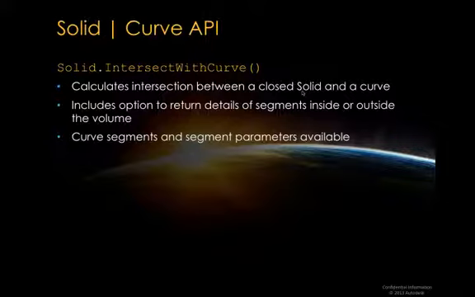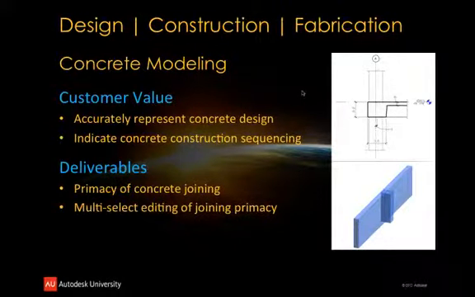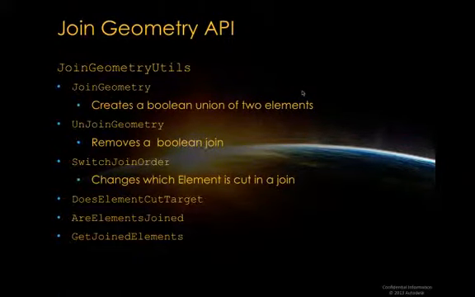Obviously, in this case, the results of the intersection may be multiple curve segments, so these are all accessible, plus information on whether they lie inside or outside the solid. I mentioned the new concrete modeling functionality in the user interface. From the API point of view, we have control over joining of elements through the join geometry utils class. We have a join geometry method to create a Boolean union of two elements. They can be unjoined again, and we can switch the joining order. There are also test methods to check whether an element cuts its target, has been joined, or to access joined elements.